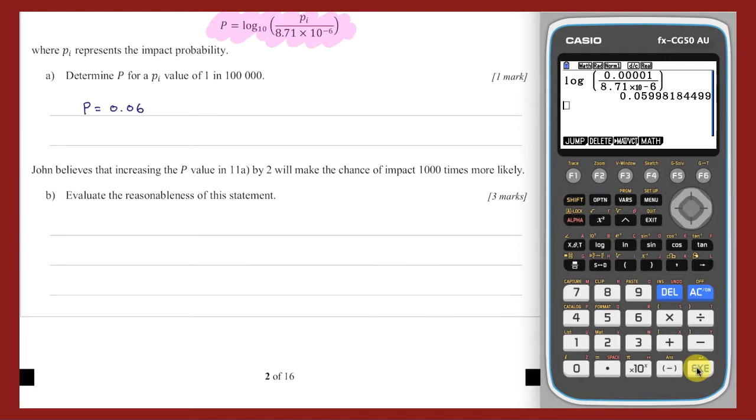In Part B, we need to consider the effect that increasing the p-value by 2 will have on the probability. If we notice that the relationship in question is essentially of the form b equals log base 10 of a, which is equivalent to a equals 10 to the power of b, then increasing b by 2 units increases a by 2 powers of 10, i.e. by a factor of 100. Not a factor of 1000, which is 3 powers of 10.